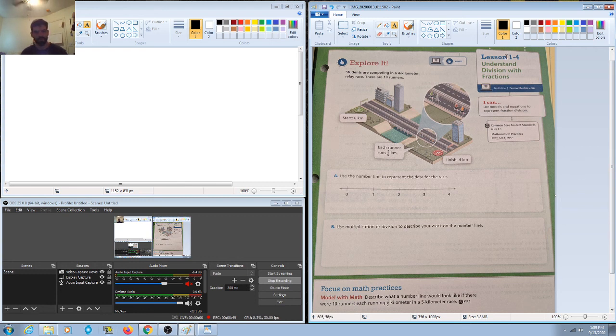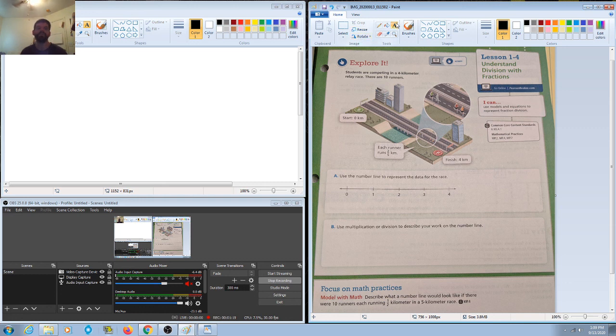So we're going to start lesson 1.4, which is all about understanding division with fractions. And the goal is, after this section, that you can use models and equations to represent fraction division. Now, in this Explore, it says students are competing in a 4-kilometer relay race. There are 10 runners. So we have the starting line at 0 kilometers. Each runner runs 2/5 of a kilometer, and the finish line is at 4 kilometers.